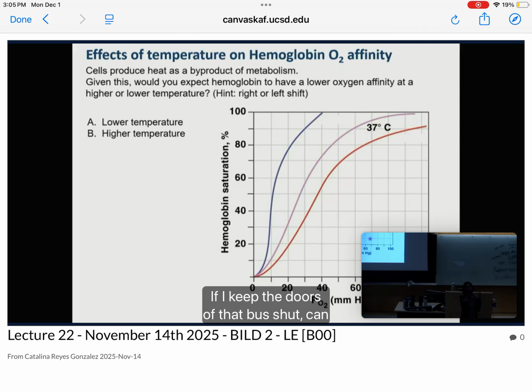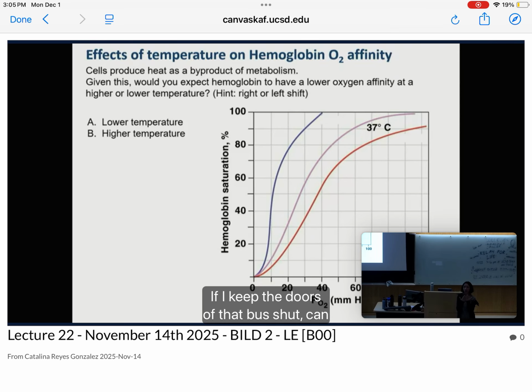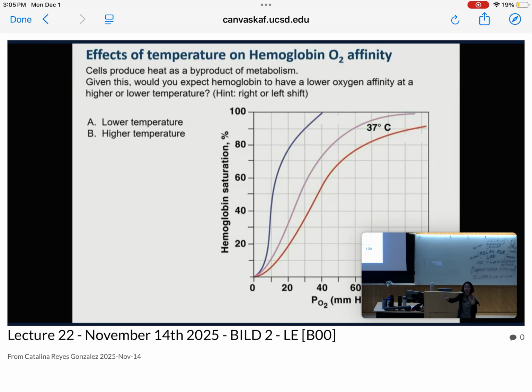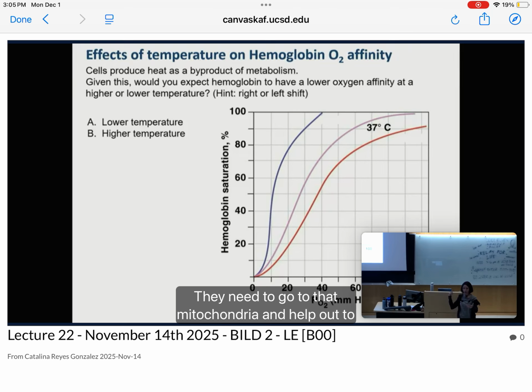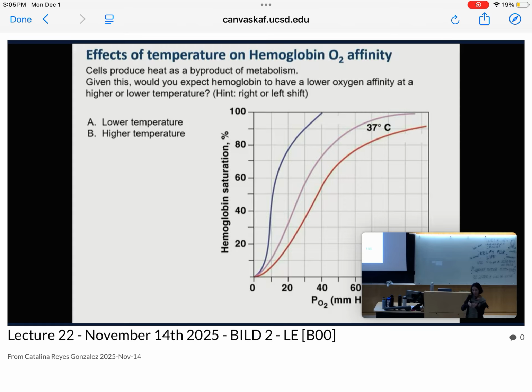I close that bus. I go to the tissues. If I keep the doors of that bus shut, can those oxygens go out and do their work? No, they're loaded in the bus, and I'm not letting them go and do their work at the level of the tissues. They need to go to that mitochondria and help out to produce ATP. And I'm not letting them out of the bus. What do I need for that oxygen to be able to get from the blood in that tissue capillary into the cell?